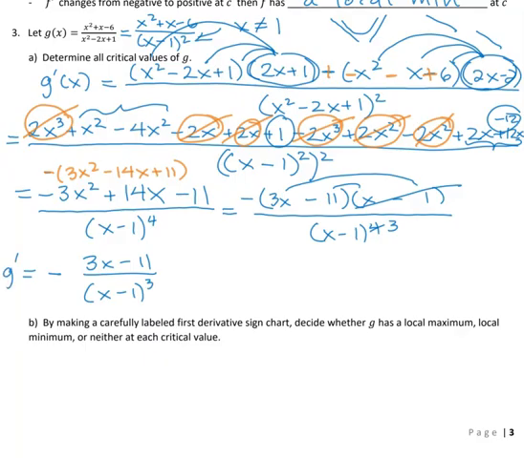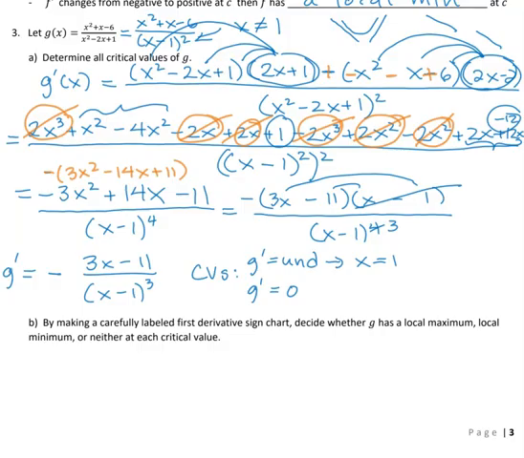Okay, so we are now supposed to find critical values. Critical values happen when g prime is undefined or when g prime is 0. And you don't have to separate it like this, I'm just reminding you. So we want to ask ourselves, is g prime undefined? And the answer is yes, if x equals 1.